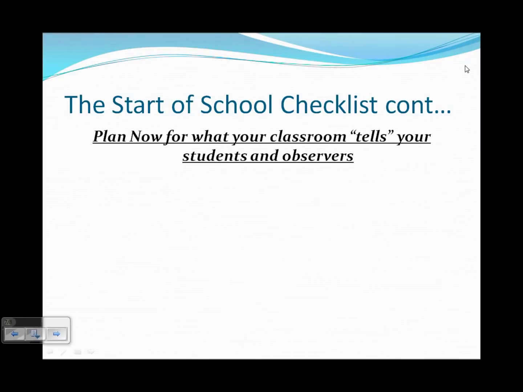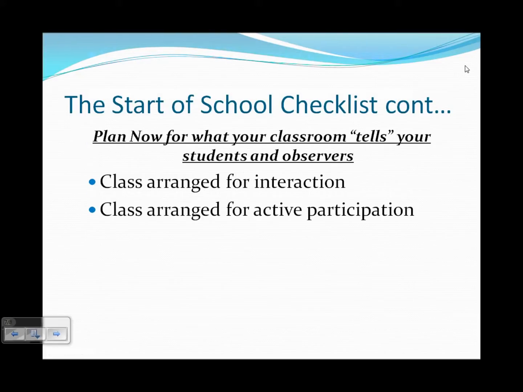Now, when someone visits your classroom, what does that classroom look like? You can tell a lot about a classroom just by walking in and looking around. How are the classroom desks arranged? What's on the walls? They call this walking the walls. You can tell a lot by whether student work is displayed, whether there's an emphasis on active learning or creation or creativity of students putting things on the wall. Is the classroom arranged for interaction? Is the classroom arranged for active participation?